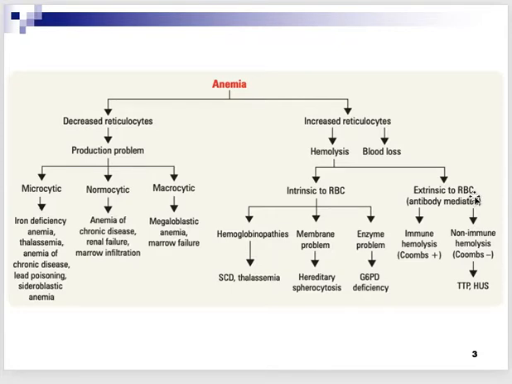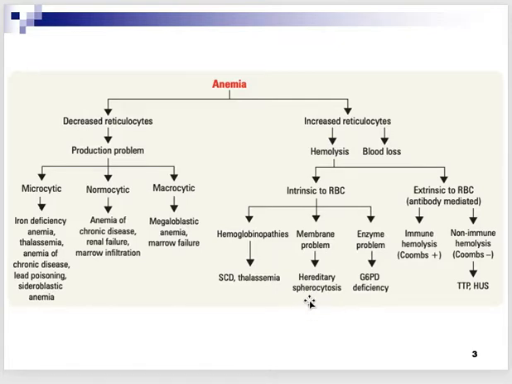Whenever the causes are intrinsic to RBCs, there could be three kinds of defects. Number one, there could be hemoglobinopathies, for example sickle cell disease or thalassemia. The thalassemia which you have done in internal medicine is the same one: beta thalassemia minor, beta thalassemia major, and alpha thalassemia. All things remain the same, and sickle cell disease will remain the same. There is no difference. Number two, it could be a problem with the membrane protein, like hereditary spherocytosis.